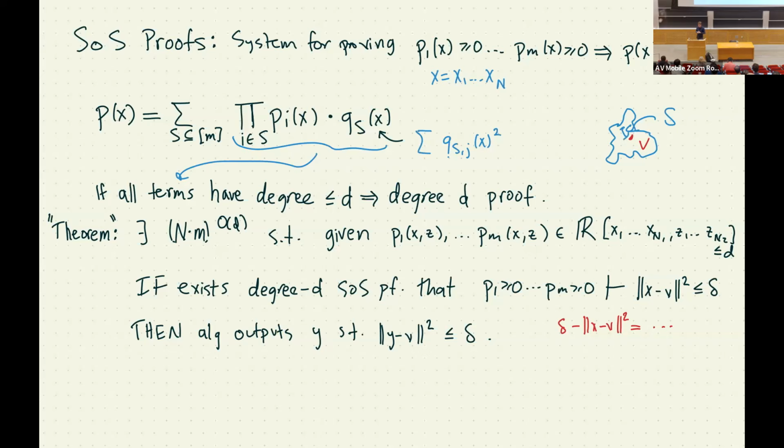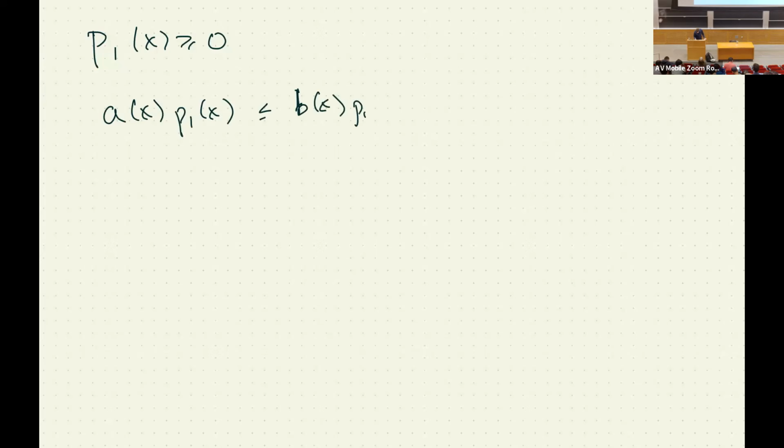So I didn't show you how to use axioms. I'm going to answer this a little bit briefly, and then we can do more detail offline because we need to let people go. If I have an axiom like P1 non-negative, and I want to derive some statement like A of x P1 of x less than B of x P1 of x.